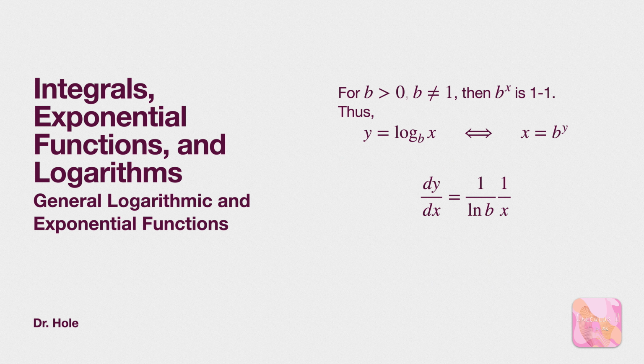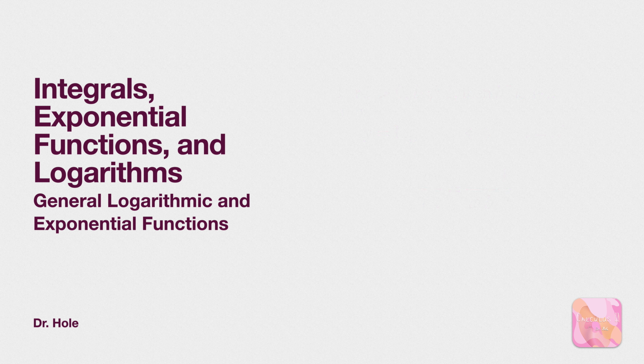We now know how to differentiate any logarithm of any base. It's 1 over input, but if the base is not e, then you have to tack on a 1 over the natural log of that base. So here it is written out again. This is what we just established.